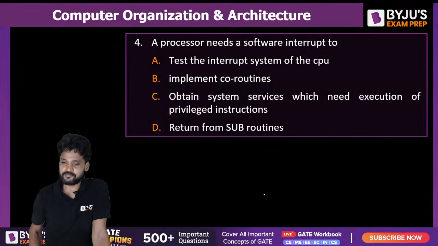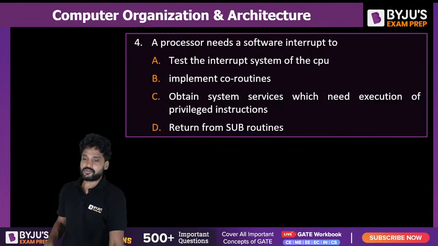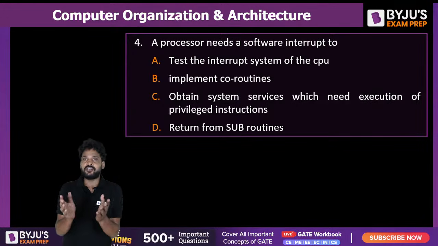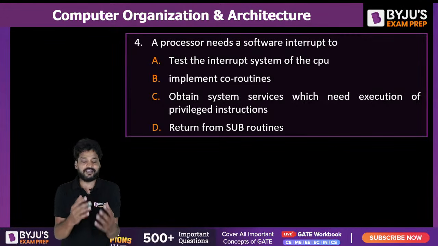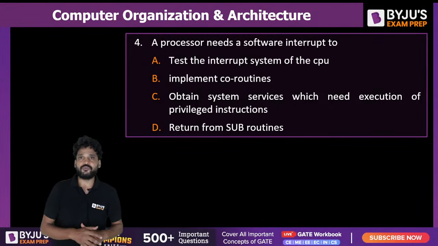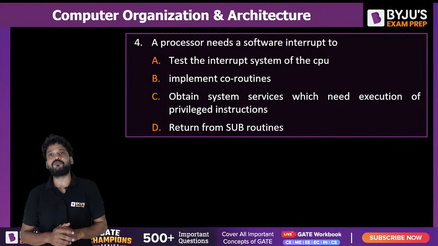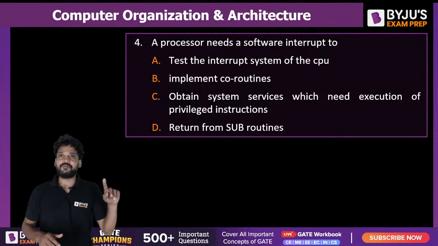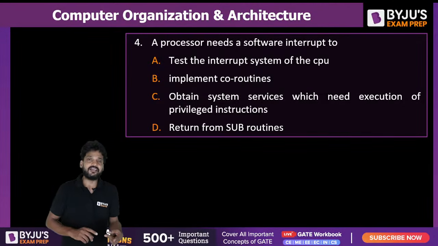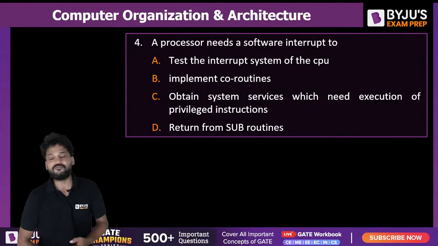The next question is on your screen. A processor needs a software interrupt too. This is an important question. It is a fundamental and basic question, but it has a lot of depth in it. First of all, in order to solve this, we need to understand how many types of interrupts we have. There are 3 types of interrupts. The first one is the external interrupt, the second one is the internal interrupt, and the third one is the software interrupt.